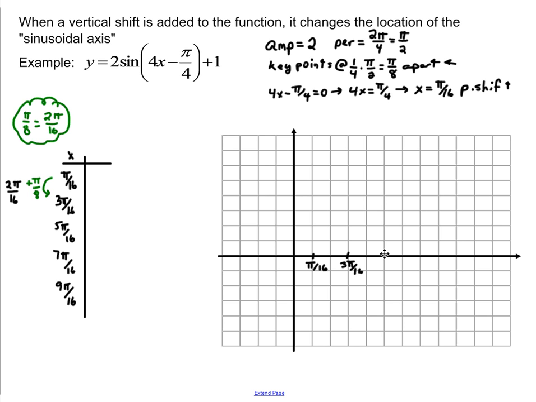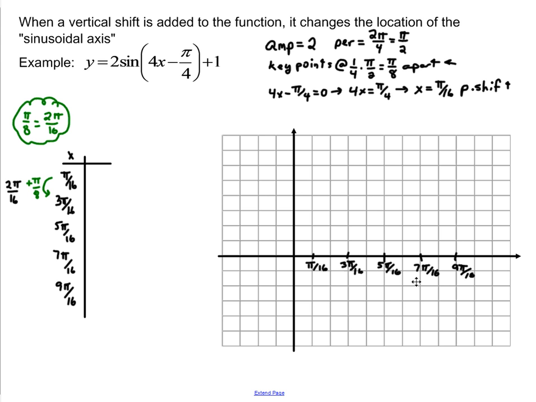My next key point will be at 5 pi over 16. Notice I'm just labeling all of these points equally apart. 7 pi over 16. As another key point, of course, 9 pi over 16 terminates for one full cycle.